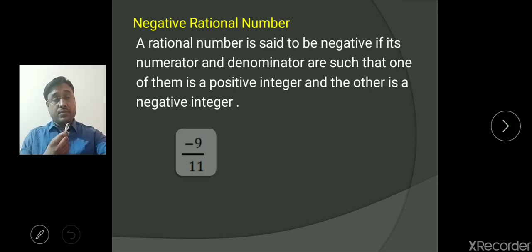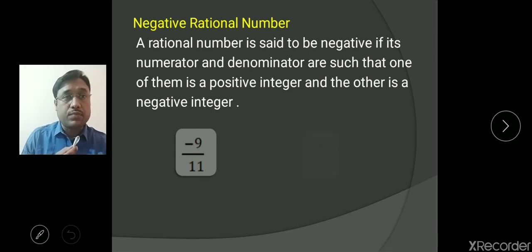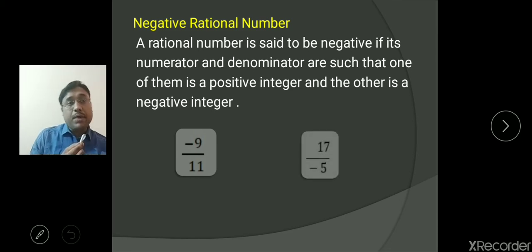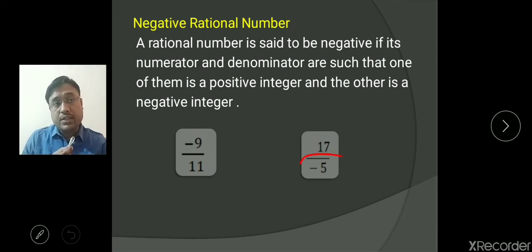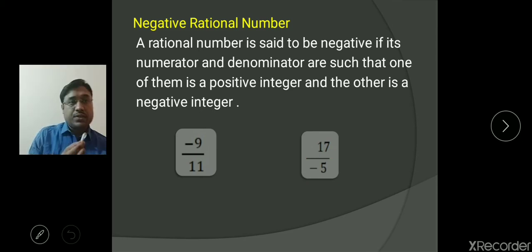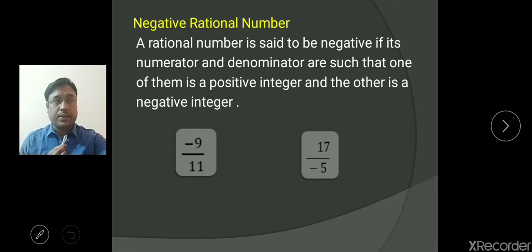Minus 9, that means the numerator is negative and the denominator is 11, which is positive. Now here 17 by minus 5, the denominator minus 5 is negative, so this is a negative rational number, because the numerator and denominator have opposite signs here.